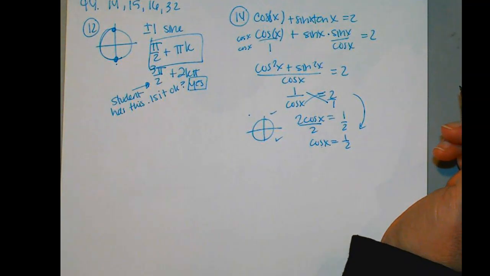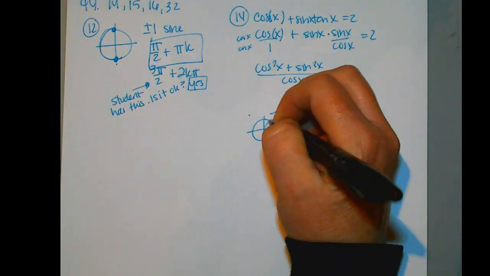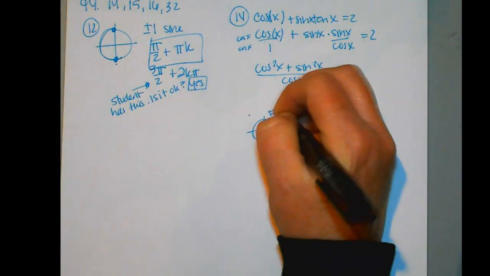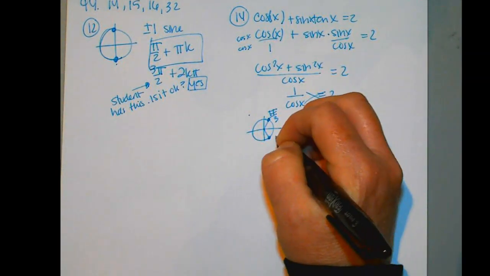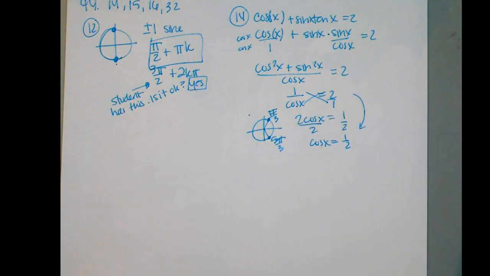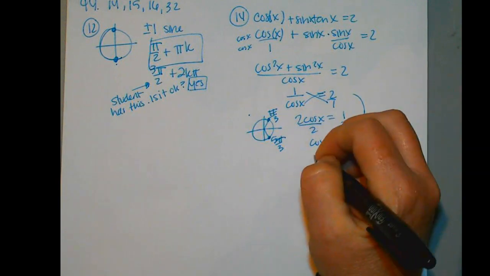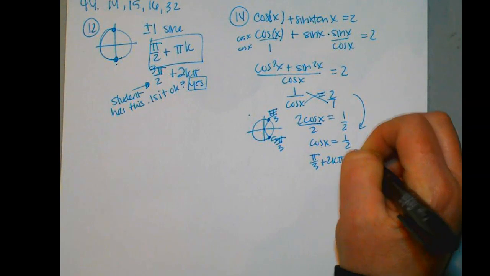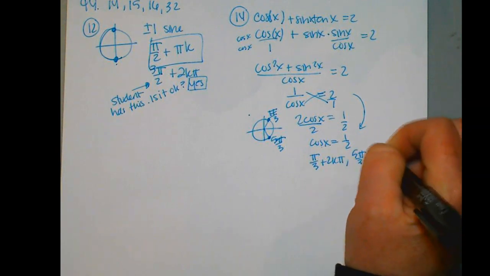So if cosine is 1/2, that means it's going to be the over 3's, pi over 3, and 5 pi over 3. These are not a pizza slicer across from each other, so I need to put them both with 2k pi. Pi over 3 plus 2k pi. 5 pi over 3 plus 2k pi.